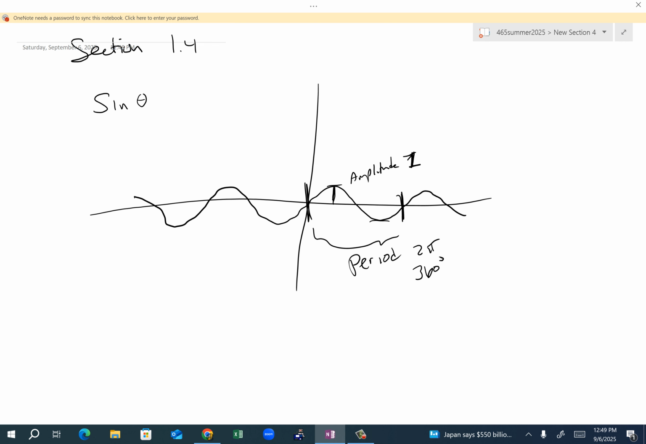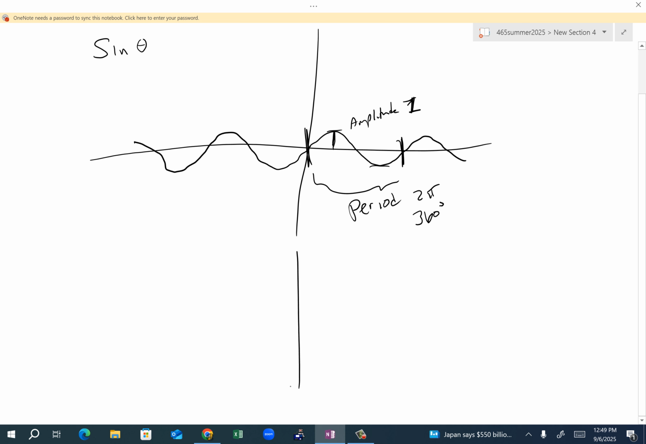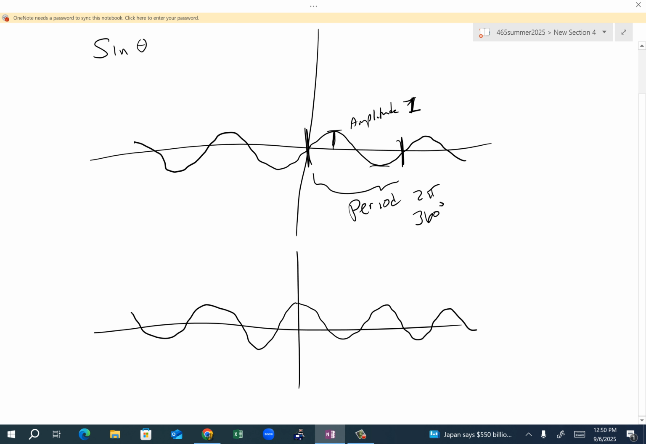Remember that cosine is similar to it, except, of course, it starts at the upper extreme. Okay, so cosine starts up, also has an amplitude of 1, also has a period of 2 pi. Piece of cake. I think we're pretty good with that.